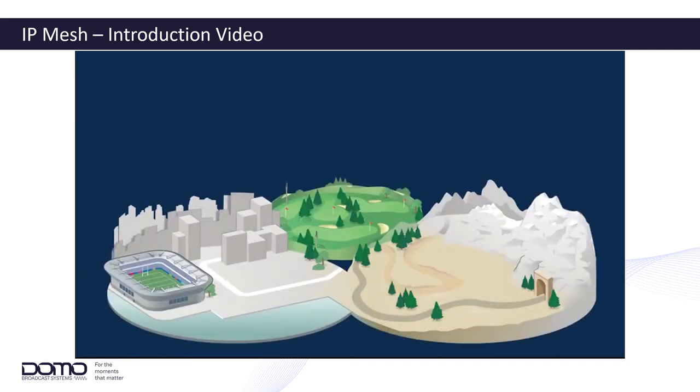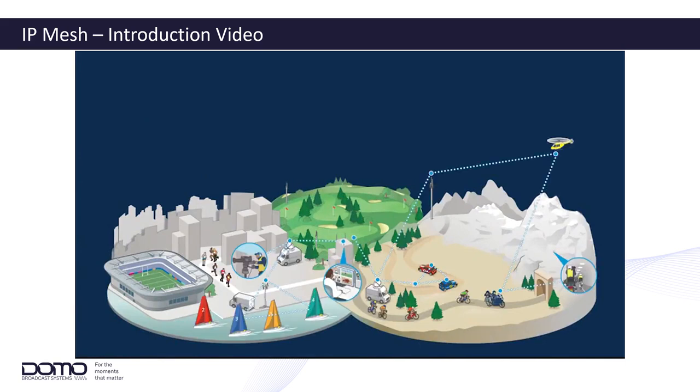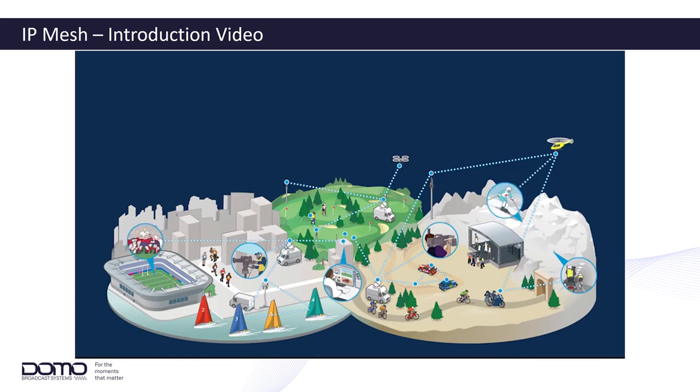IP mesh is perfectly suited to providing coverage from mobile platforms, as in yacht racing, motorsport, cycle racing, and marathons. Mesh also enables coverage of large areas, such as golf courses, and events in difficult terrain where rigging of cables is not feasible, such as dense urban areas or in the mountains. And in these situations, aircraft and drones can greatly extend the area of coverage.